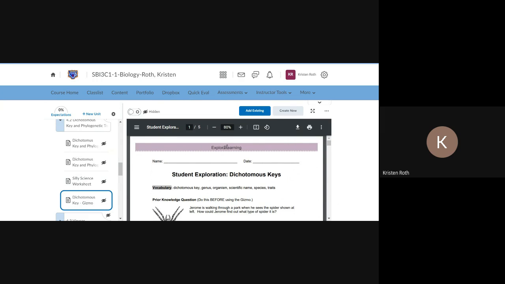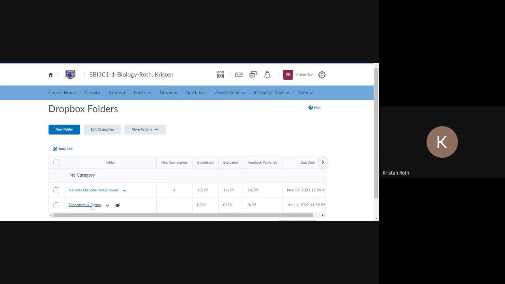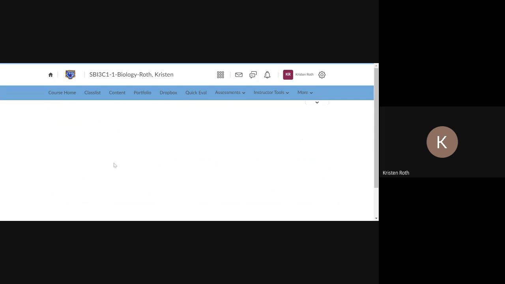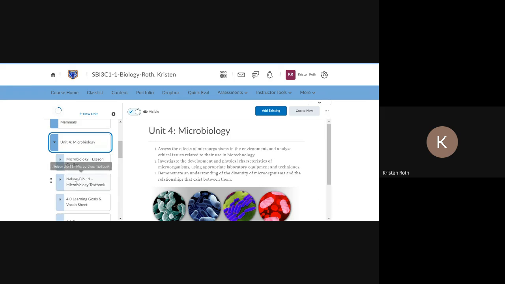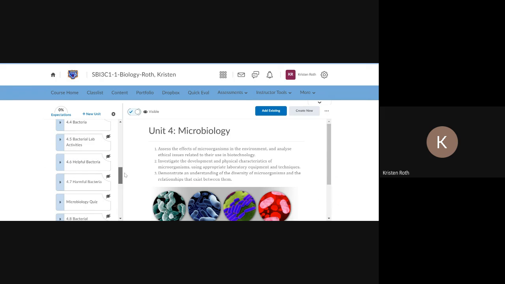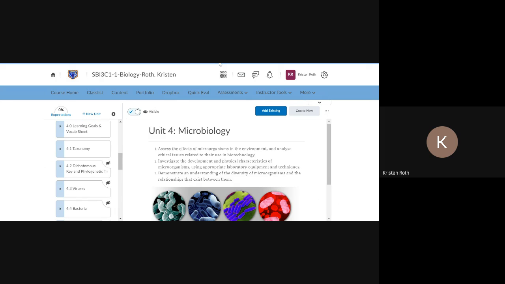So this is getting submitted into Dropbox. Okay. You're not submitting the silly science worksheet. You're just submitting this dichotomous key into Dropbox. I made a folder. Okay. There's your dichotomous gizmo folder. So you will be submitting that in there today. That's all you're going to be submitting today, your dichotomous key. Okay. So if you have any questions, you can ask me. Pop into Google Meet. But it's only the dichotomous key that you're handing in today. And then that is it for the lesson.